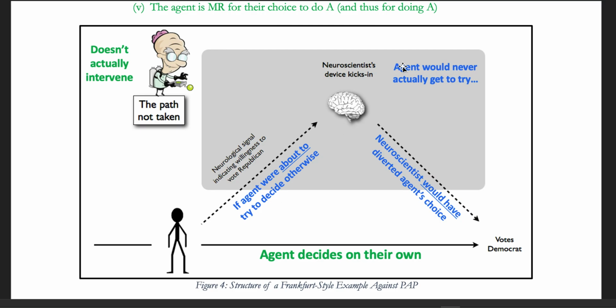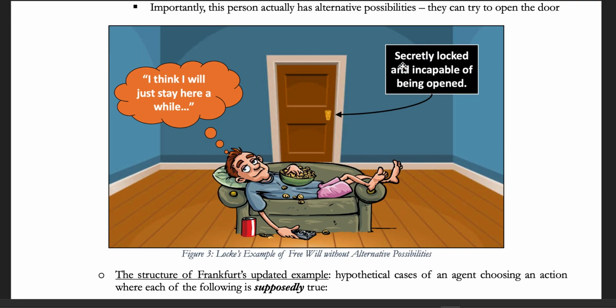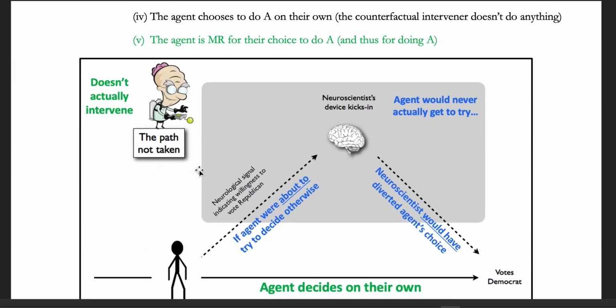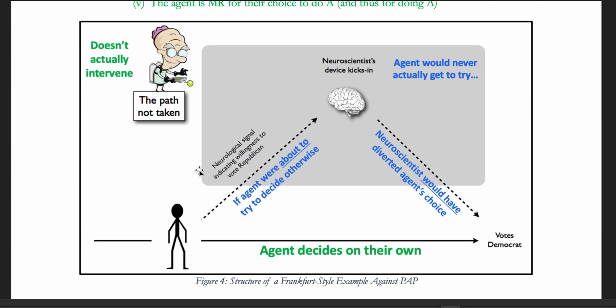That's where the difference is, right? It's not like this, where the person could get up and walk around and try to bang on the door and try to find a key or whatever, because there's no counterfactual intervener here. That's the important difference that Frankfurt very cleverly improved Locke's case by adding this counterfactual intervener.